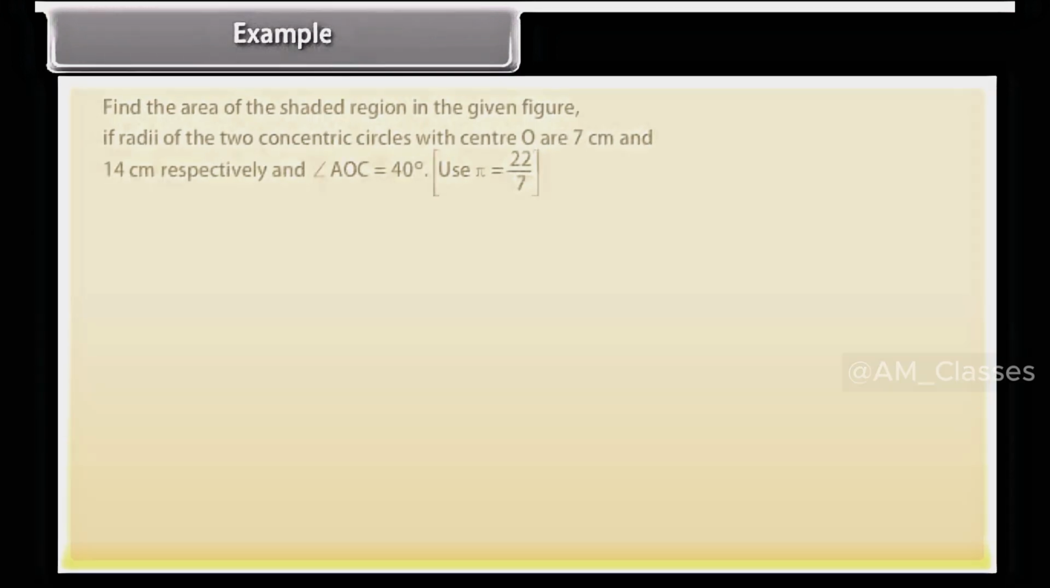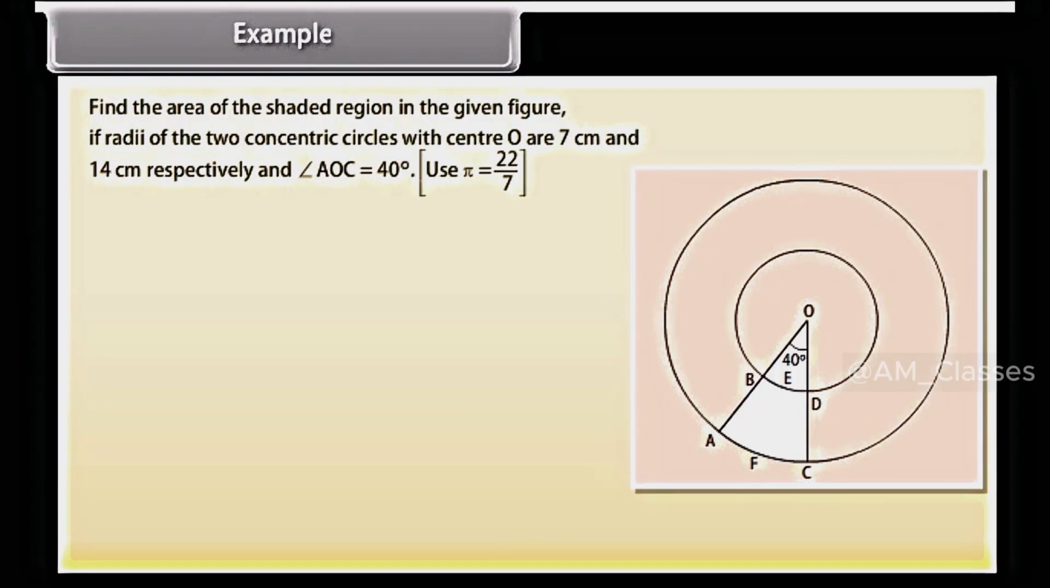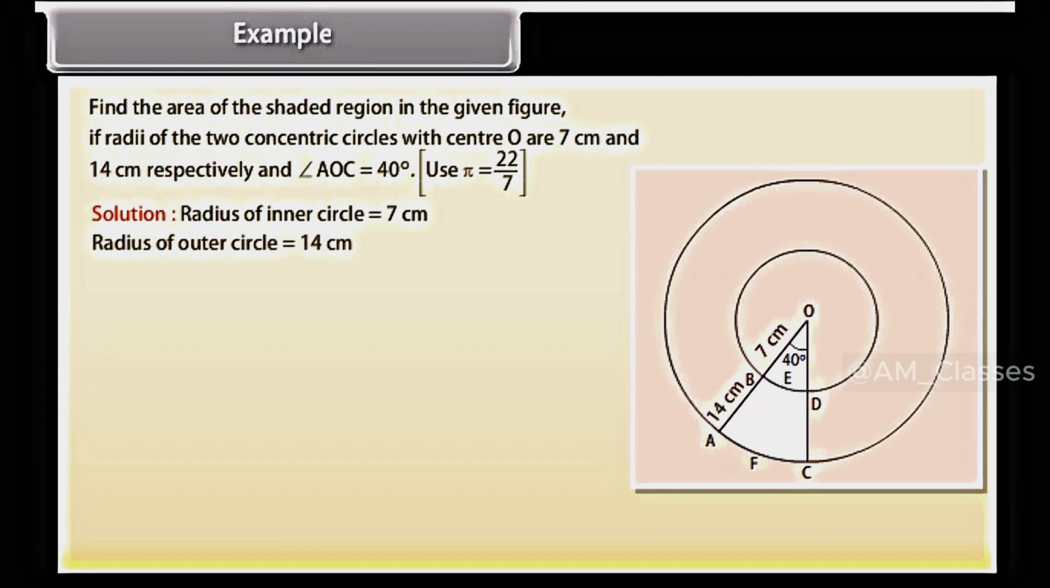Example. Find the area of the shaded region in the given figure if the radii of the 2 concentric circles with center O are 7 cm and 14 cm respectively, and angle AOC is 40 degree. Use pi as 22 upon 7. Radius of inner circle equals 7 cm. Radius of outer circle equals 14 cm.